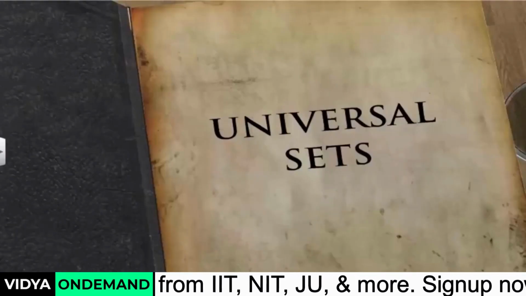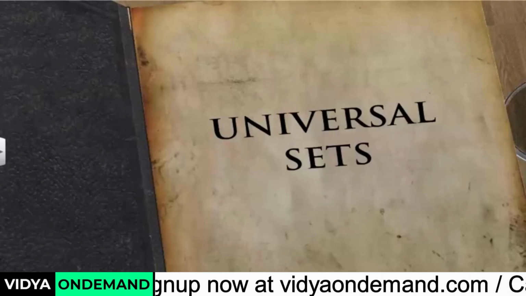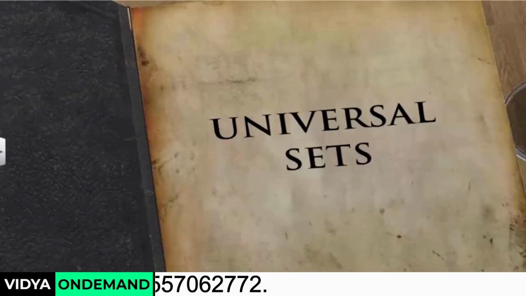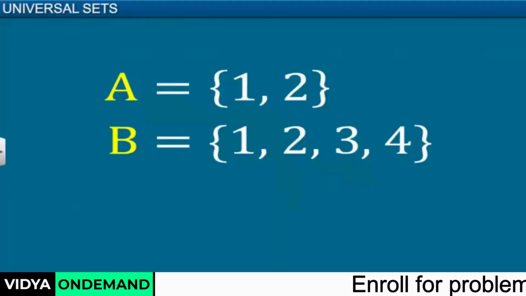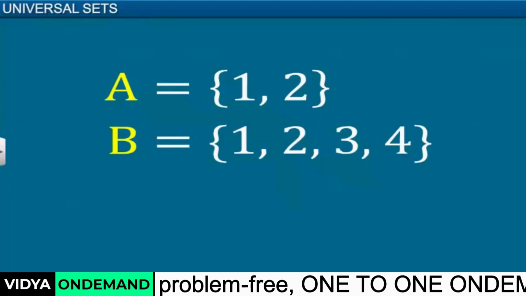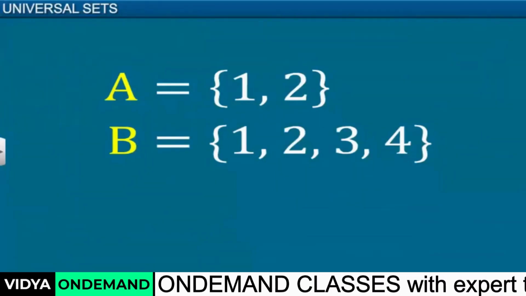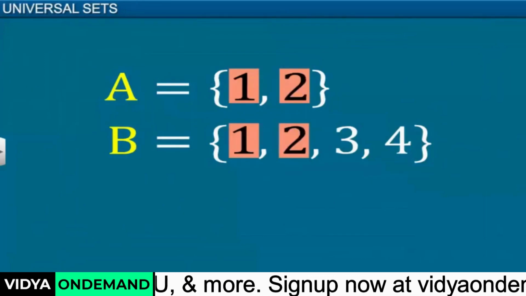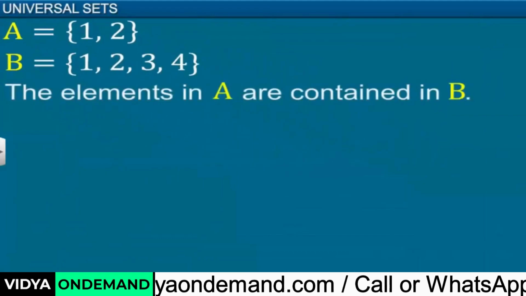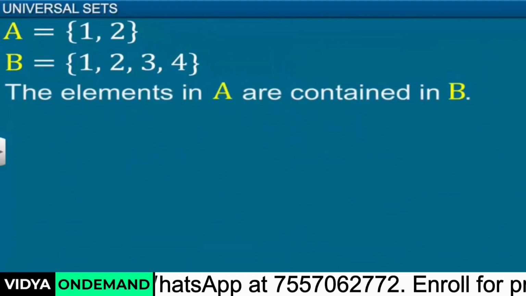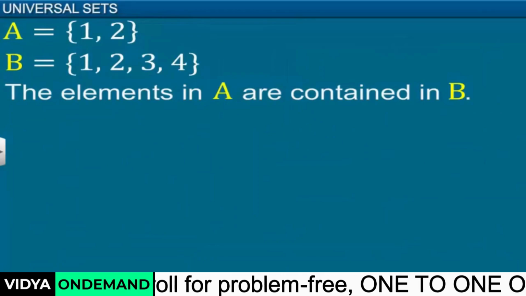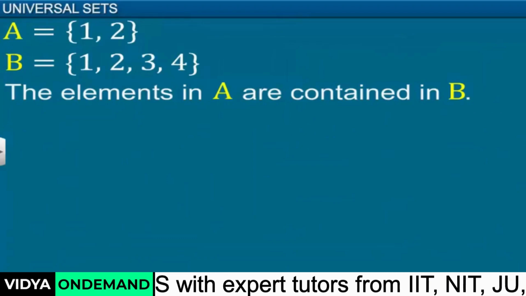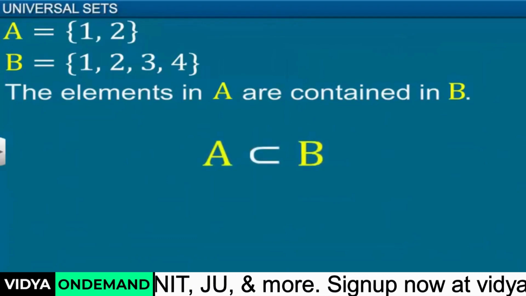In this module, you will learn about subsets, supersets, power sets, and universal sets. Suppose we have two sets, A and B as shown. The elements of set A are also present in set B. So, we can say that the elements in A are contained in B. In other words, we can say that set A is a subset of set B. This is symbolically represented as shown.